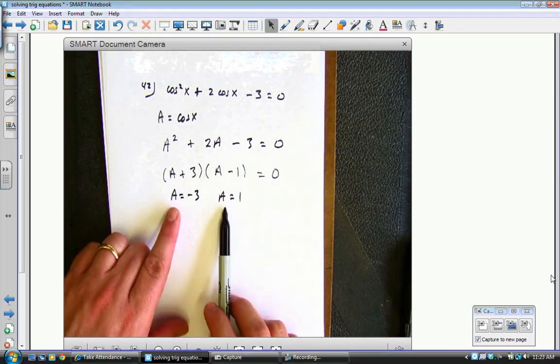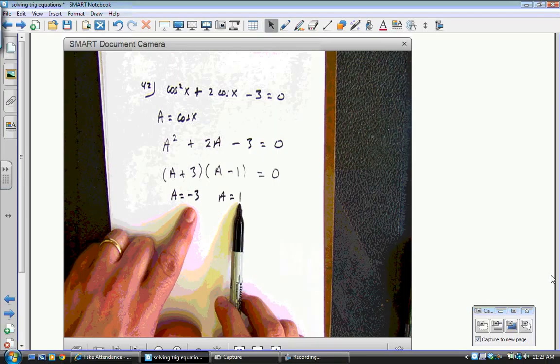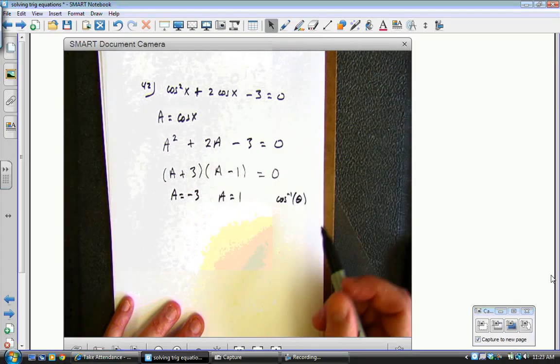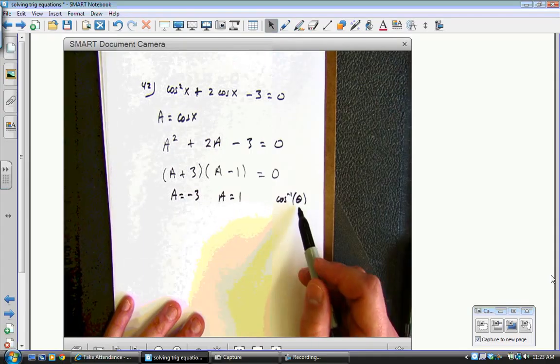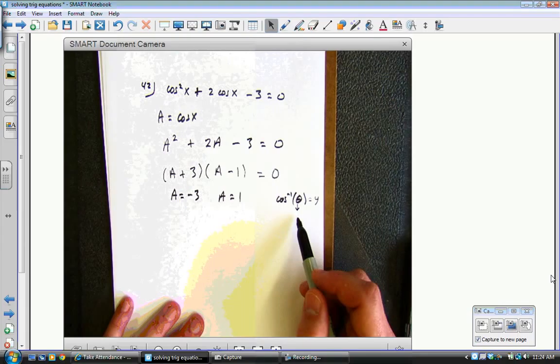Now, there's something I needed to say aside on this one, and it's actually a good thing that comes out of this. What we really do here when we say cosine x equals negative 3 and cosine x equals 1 is we're finding the inverse. We're using inverse cosine. So aside, when I had inverse cosine of theta, what did we say when this was equal to y? What did we say about the domain of theta?